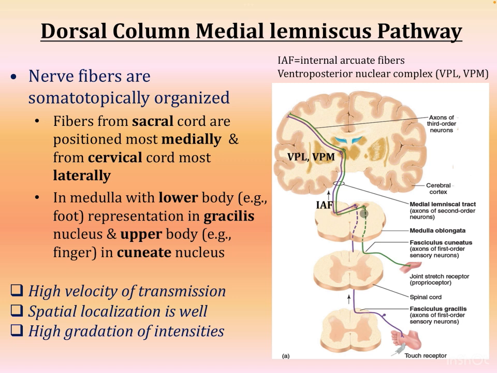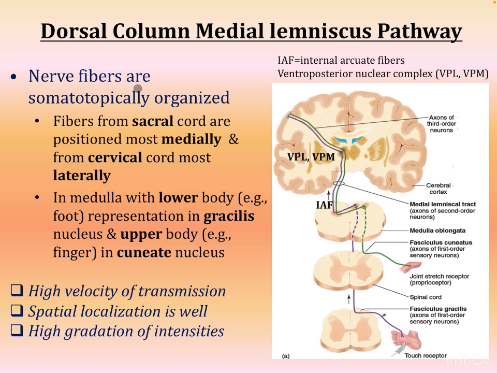The second order neuron from these nuclei crosses the midline and then ascends in the medial lemniscus to end in the contralateral ventroposterior nuclear complex, mainly ventroposterolateral and ventroposterior medial nucleus, and from there the third order neuron reaches the primary sensory cortex in the postcentral gyrus.